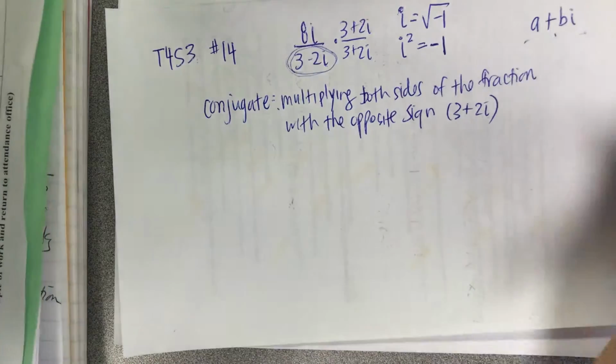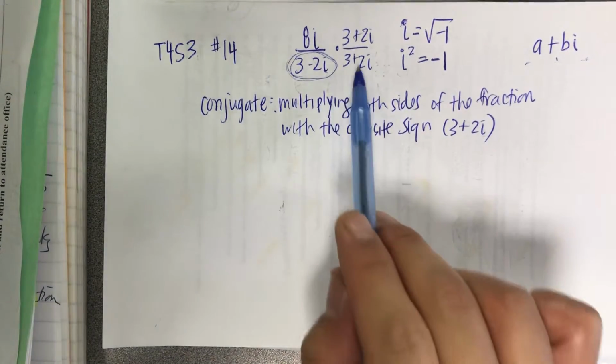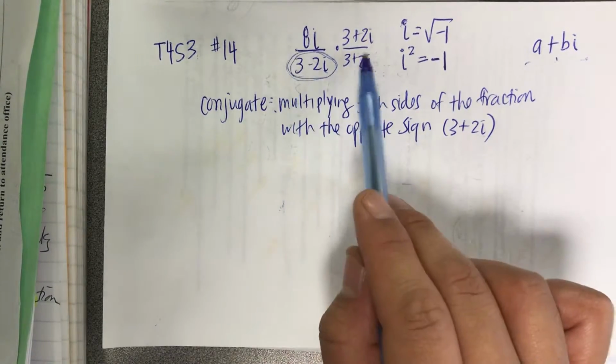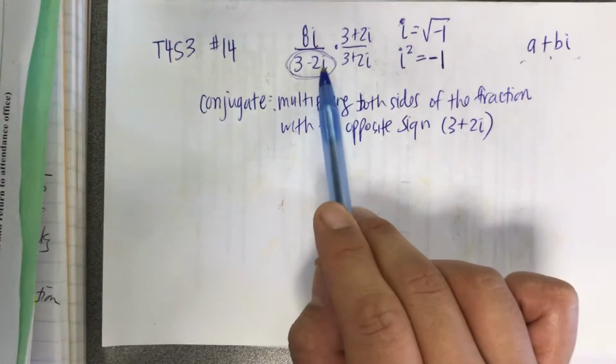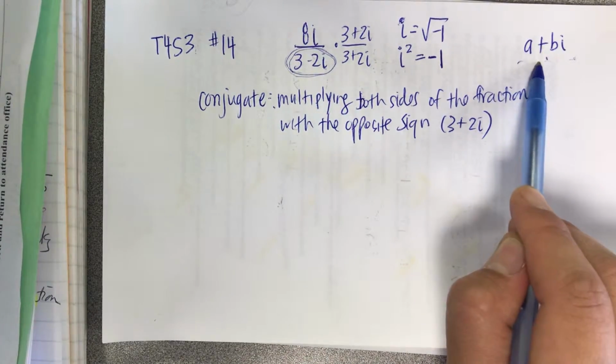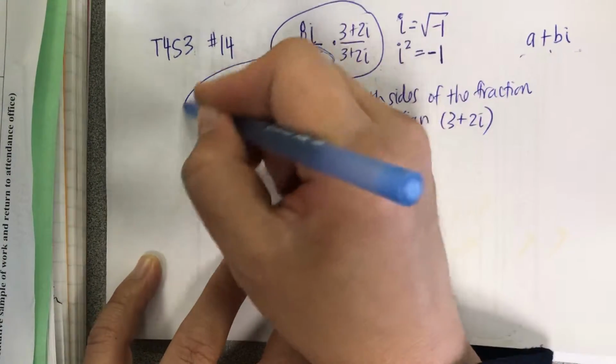And again, you know that during the teach back, I'm going to ask you, why did you do that? And you have to tell me the answer, which is, I'm doing that because I'm trying to get rid of the i on the bottom, because in the given form that I need to write it in, there's no i on the bottom, okay? So let's take this and let's work at it, okay?